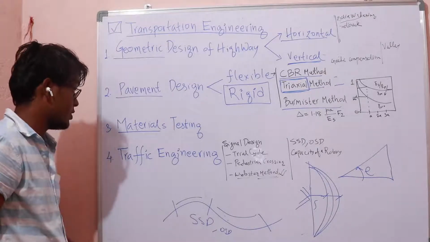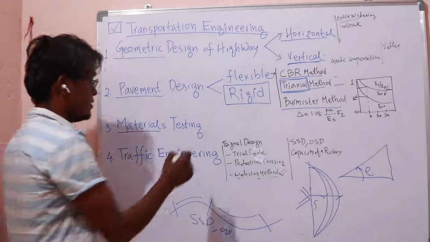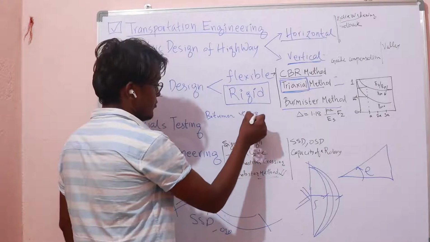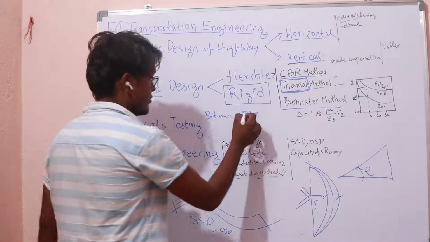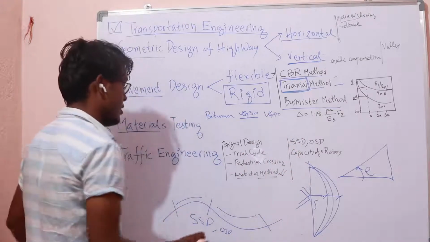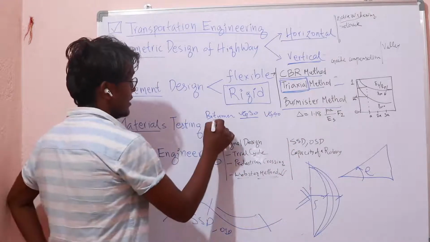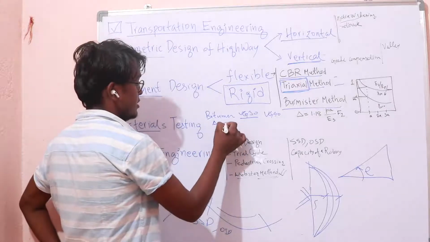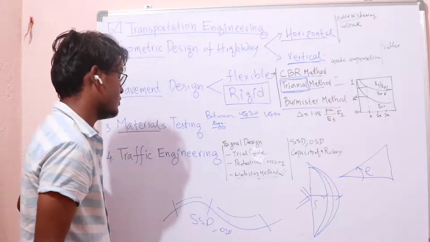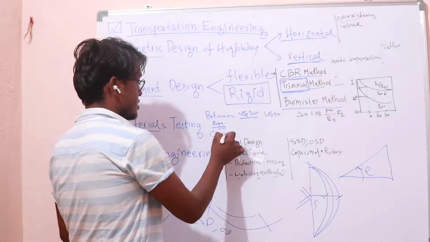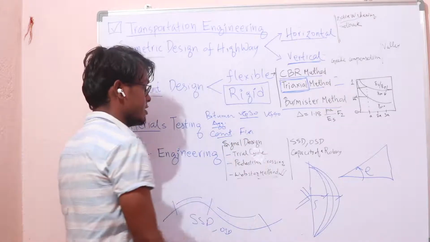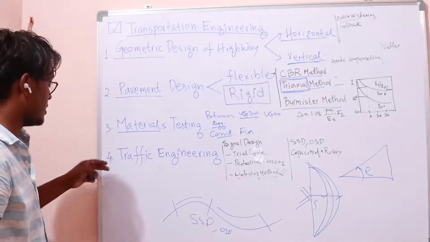Then we will study material testing, in which we will study bitumen, properties of bitumen, what is meant by VG30 or VG40, etc. And then we will also study properties of aggregate, so what is the toughness or strength of aggregate. Then for rigid pavement, we will study cement properties, cement fineness and setting time, etc. Then at last we study traffic engineering.